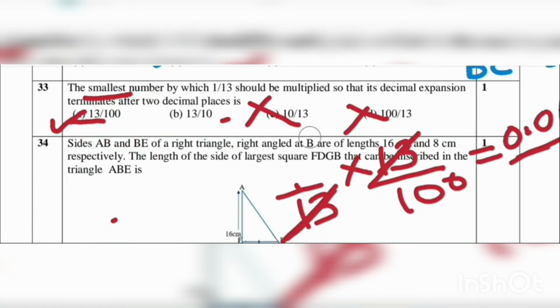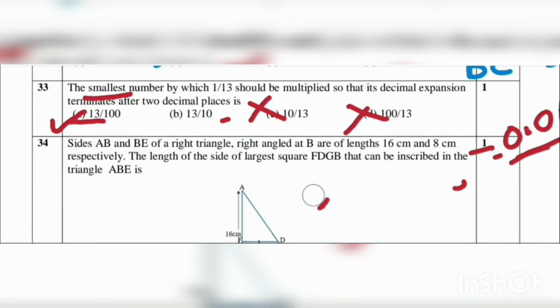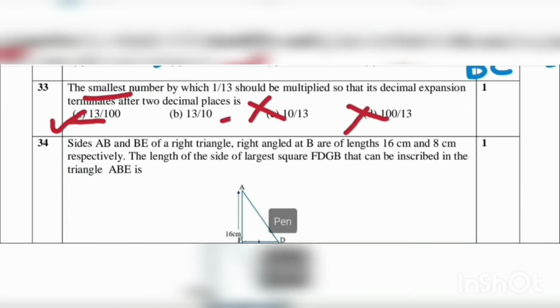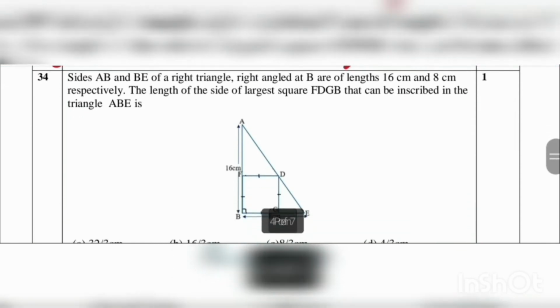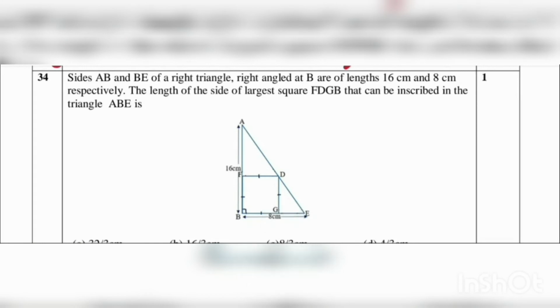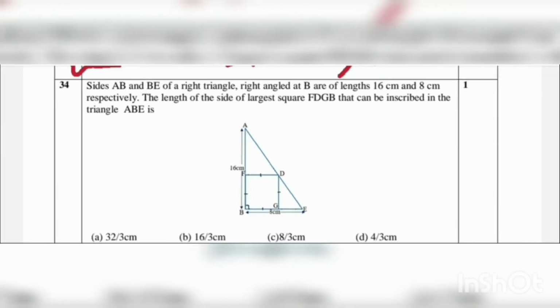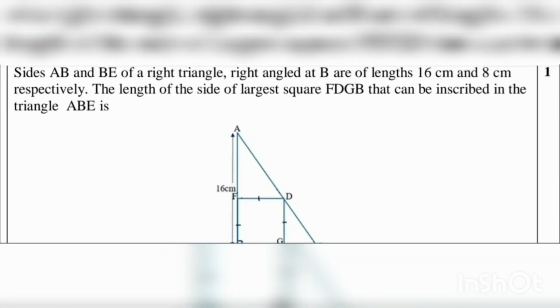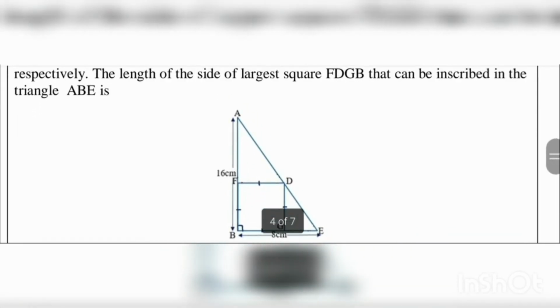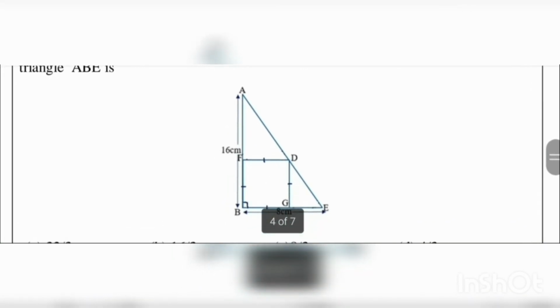Question number 34. Sides AB and BE of right triangle are of length 16 and 8. The length of side of largest square that can be inscribed in this triangle is. Now you can see in this figure, they have inscribed a square inside a triangle. We have to find the length of this square, which is possible.